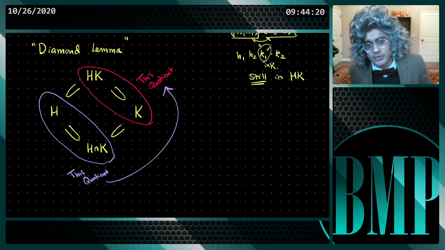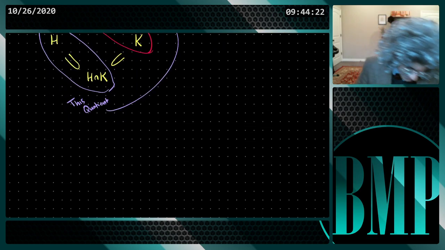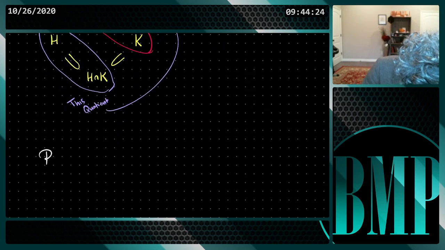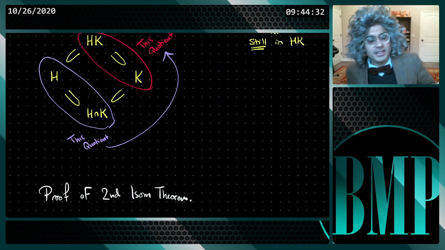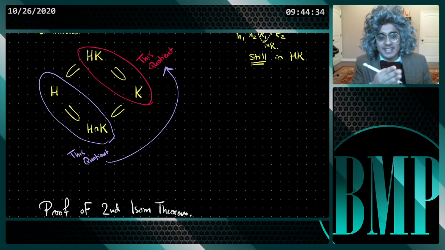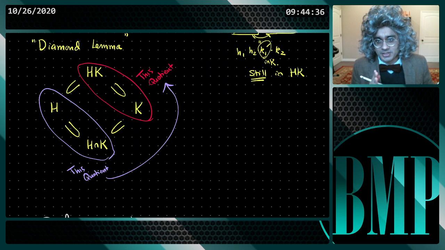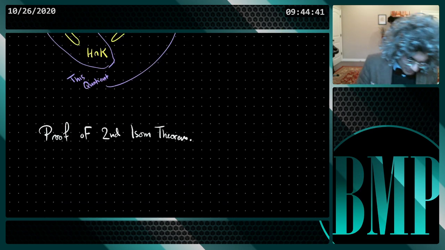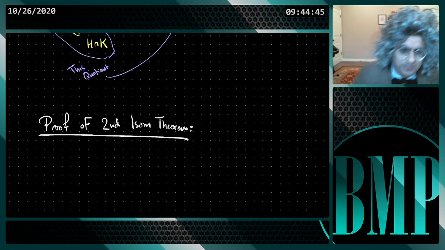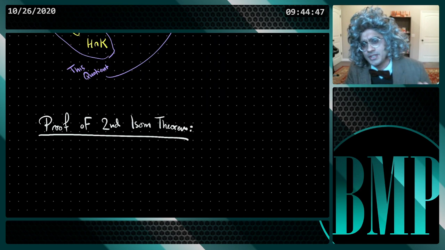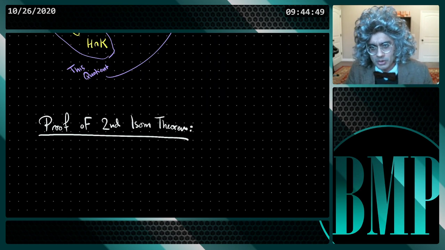Okay, let's look at the proof of the second isomorphism theorem. What's the point of it? The point is that it relates all four of these groups. It tells you a relationship among all four of the groups. So, proof of the second isomorphism theorem. What you do is you exhibit a homomorphism.